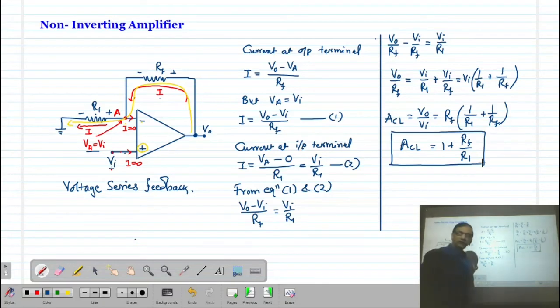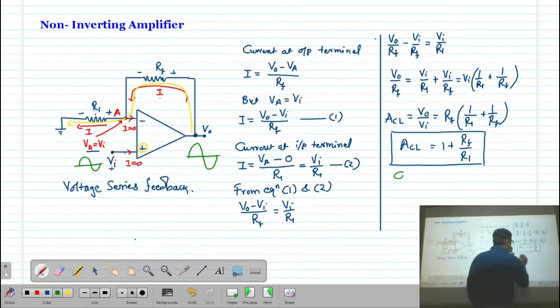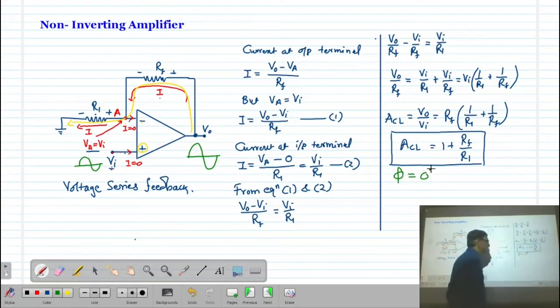So again, the gain of the amplifier depends on what your feedback resistance and R1 are. Here, there will not be any change in the phase. Meaning if my input signal is a sine wave like this, then the output will also be in the same phase. The phase difference between input and output is 0 degrees.